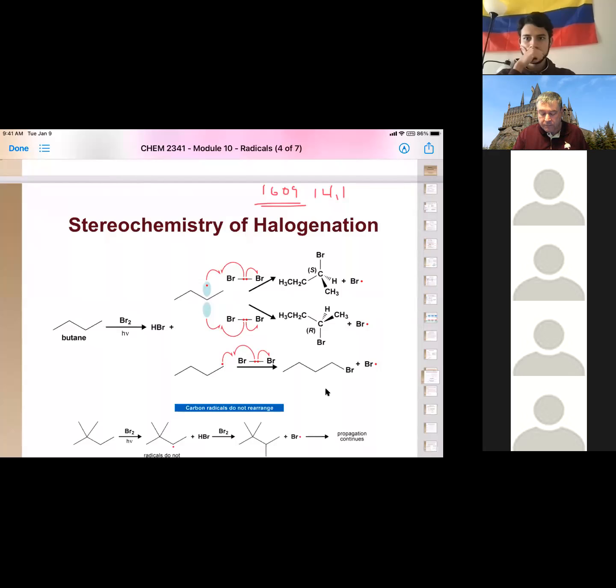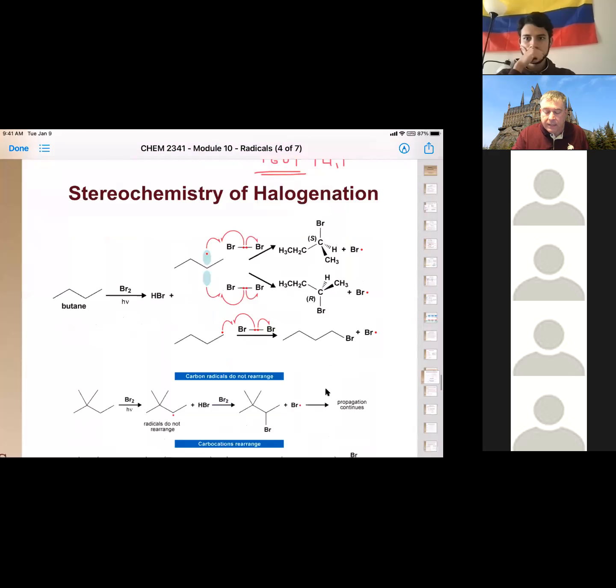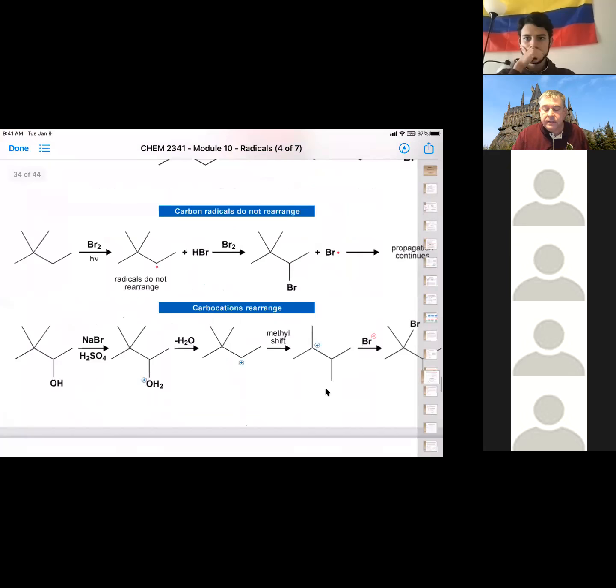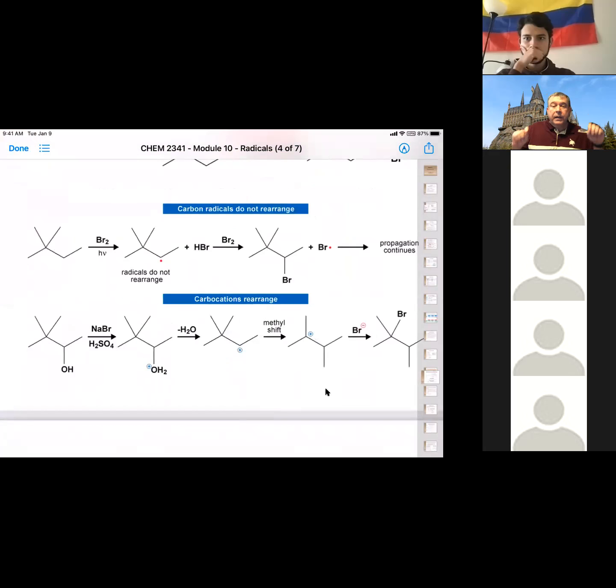However, what we also see is that radicals do not rearrange, carbocations do. This is actually very important for us because we can put bromine where we want it in this reaction, where we can't do it with a carbocation.